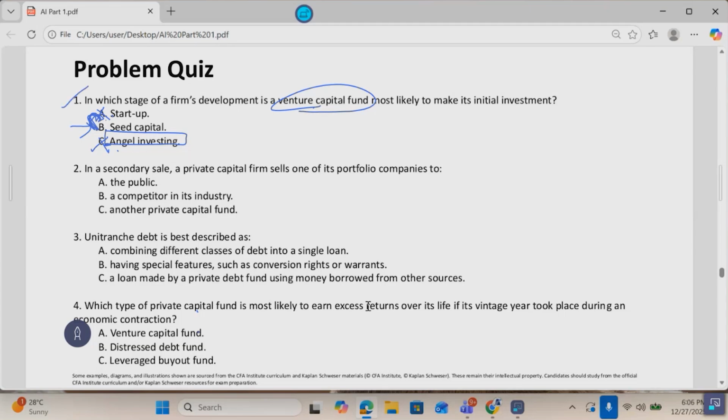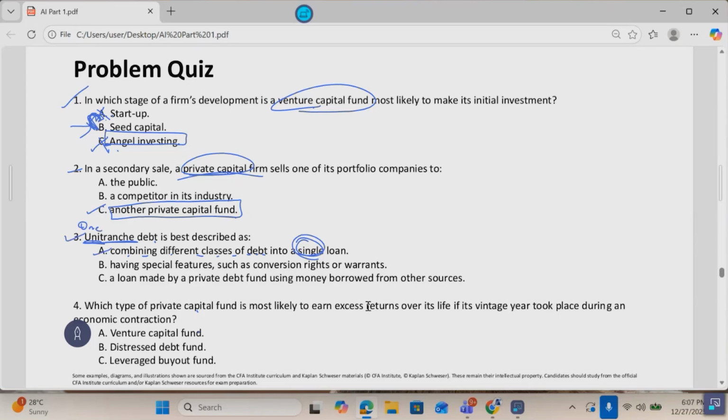Secondary sale. Whom do the companies sell to in a secondary sale? Remember, in a secondary sale it's already there with you. You sell to someone else who's in the same market, and that someone else will be a private fund. It will be another private capital fund. Correct? Unitranche. Uni means one. Unitranche debt means what? Single debt, one debt. So the answer is unitranche debt is where you combine different debts into one debt, and that's called unitranche debt. Clear?